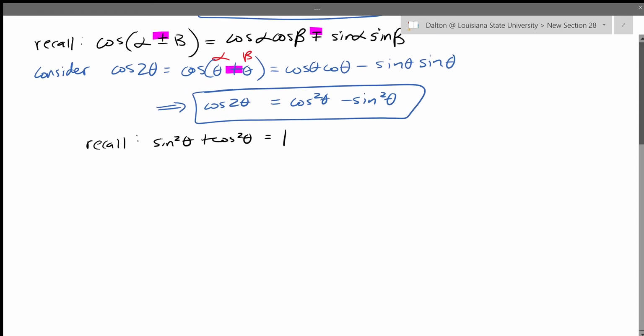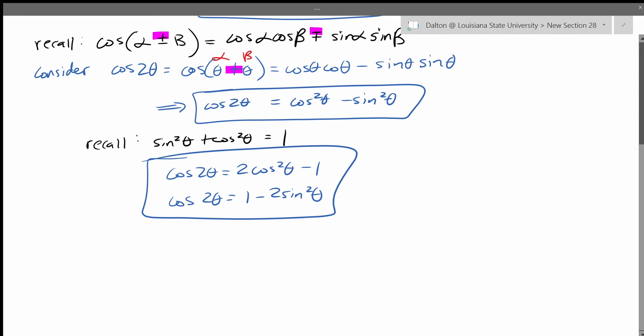One of them being cosine of 2 theta could be rewritten as 2 cosine squared theta minus 1. The other one being cosine of 2 theta is equal to 1 minus 2 sine squared theta. So this is if you manipulate the Pythagorean identity, plug it into this first cosine double angle identity, then you get these two. So this is the third and the fourth double angle identity.